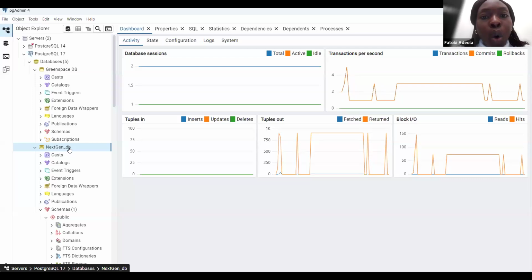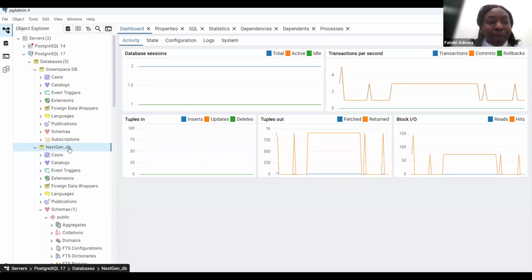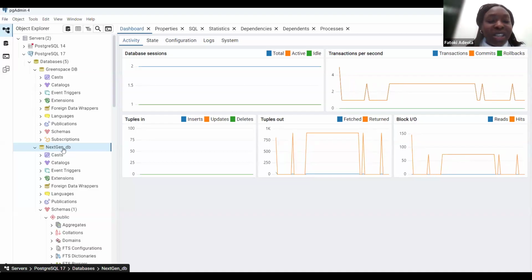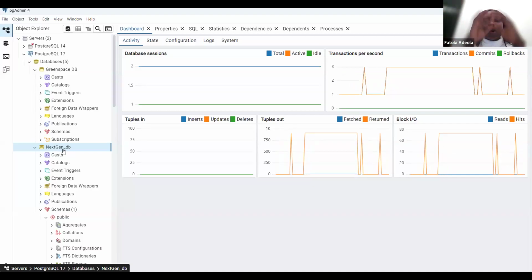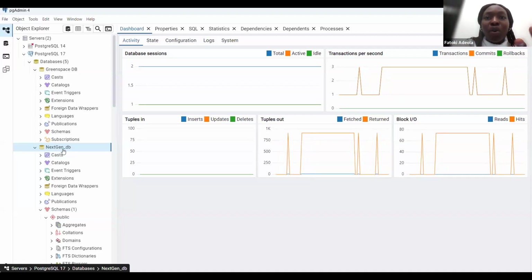So if you want to work on Postgres, don't forget that pgAdmin is the interface that I'm using, connecting with my Postgres server. And in this Postgres, I'm working with the Next Gen database. A database is like a container that contains related data, in terms of rows and columns, in terms of schema.